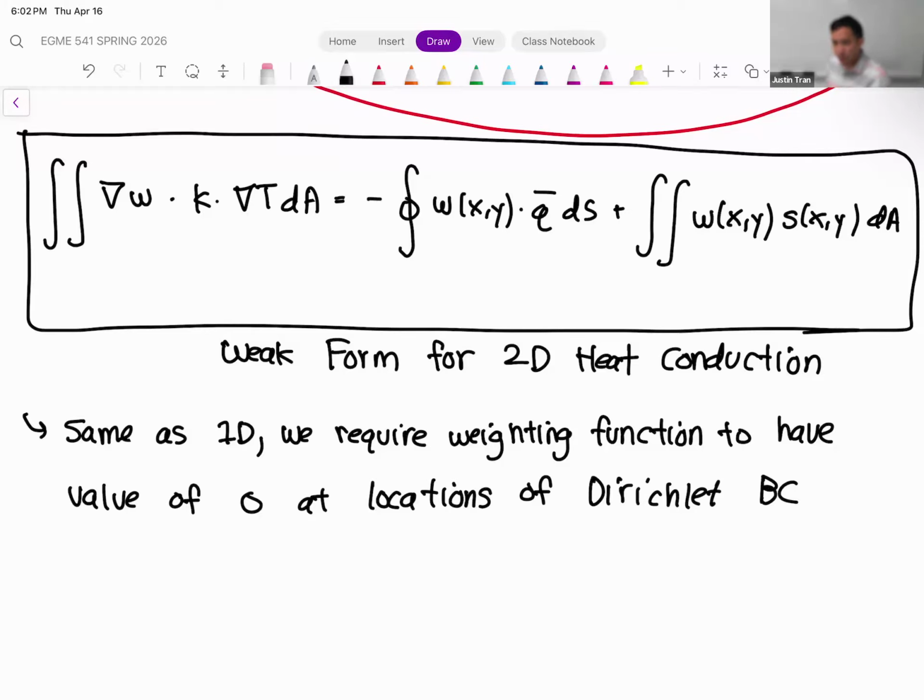So wherever we have a prescribed temperature, we're going to require our weighting function to equal 0 at those locations. Okay. Another thing to note here is that by balancing the derivatives, now the highest order derivative that we have here is first order.